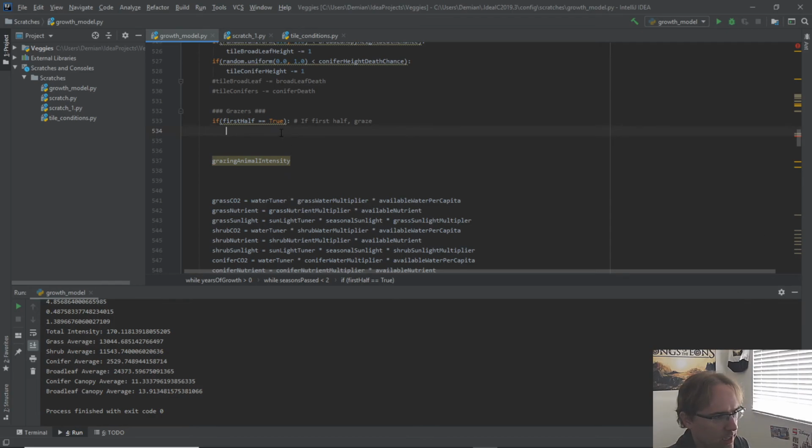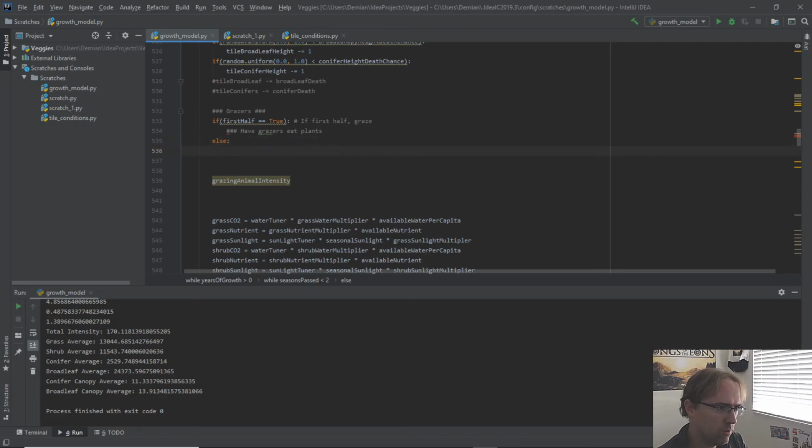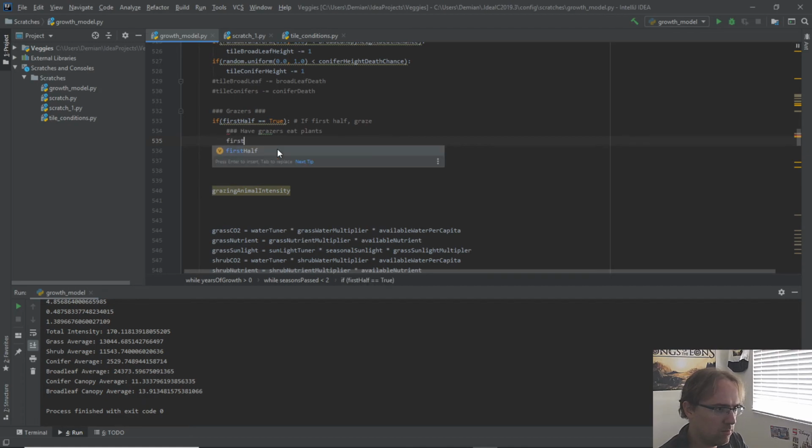Okay, so first half equals true. This is where we can add in our grazing. Grazers eat plants, else we'll just set first half equals false. Oops.